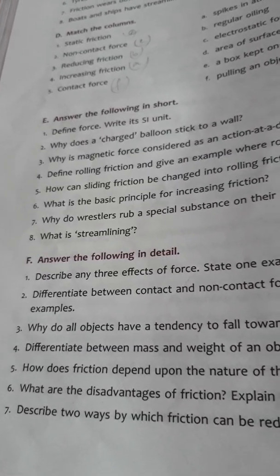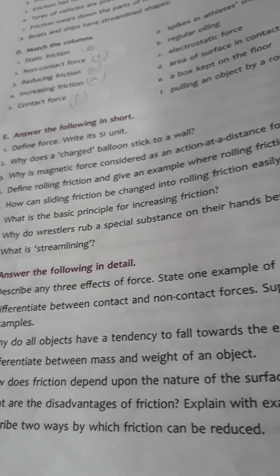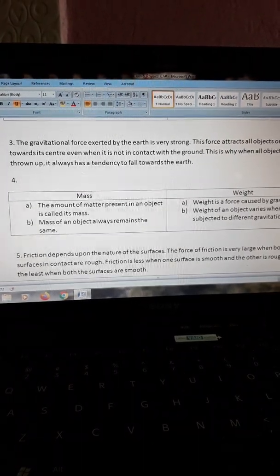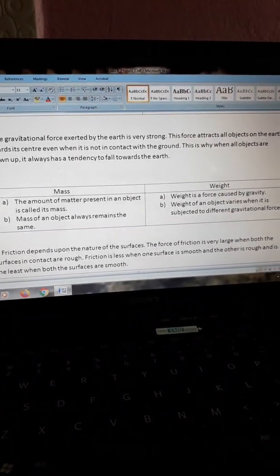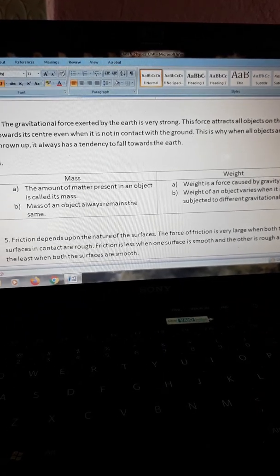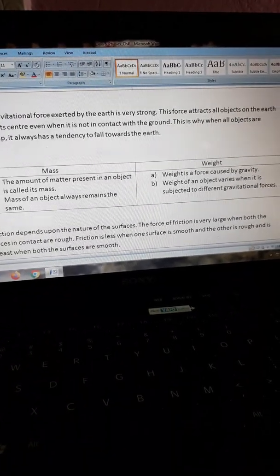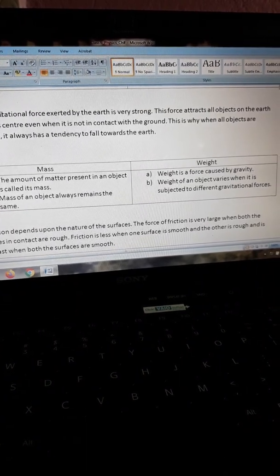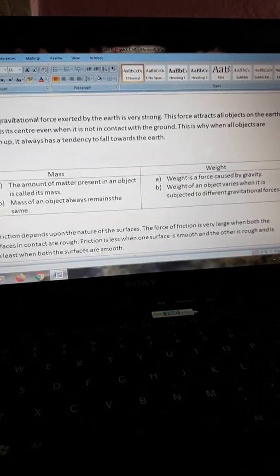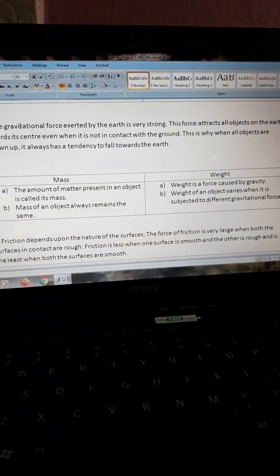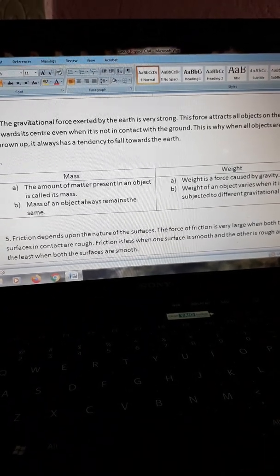Now question number 5: how does friction depend upon the nature of the surfaces in contact? Friction depends upon the nature of the surfaces. The force of friction is very large when both the surfaces in contact are rough. The force is less when one surface is smooth and the other is rough, and it is least when both the surfaces are smooth.